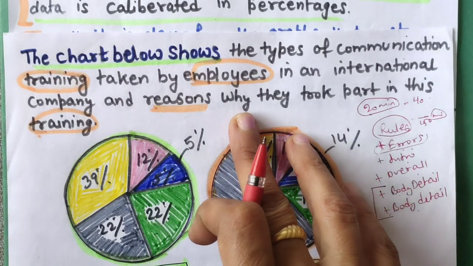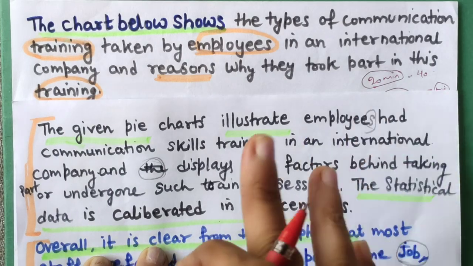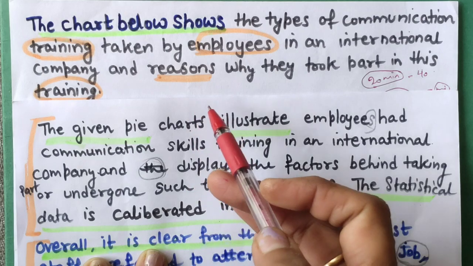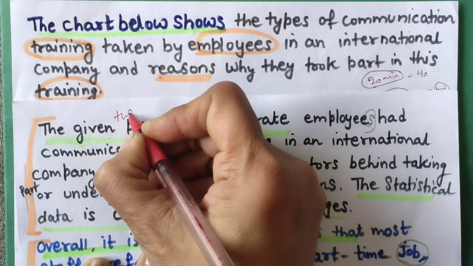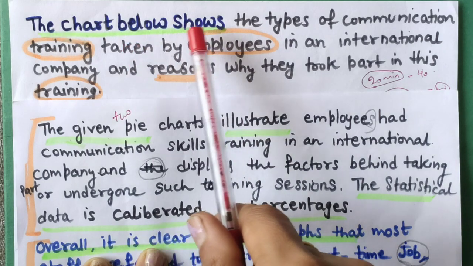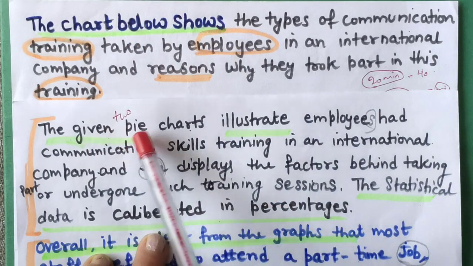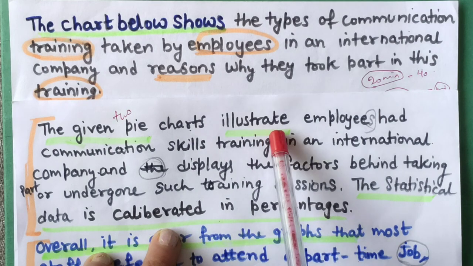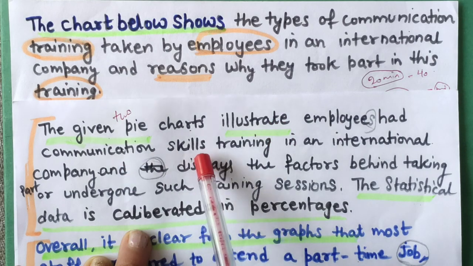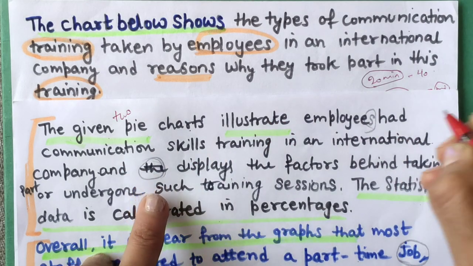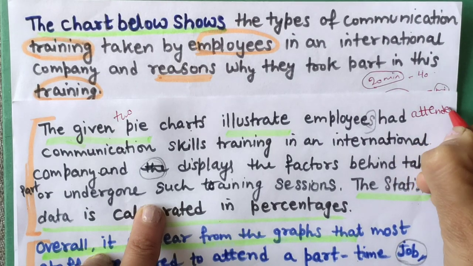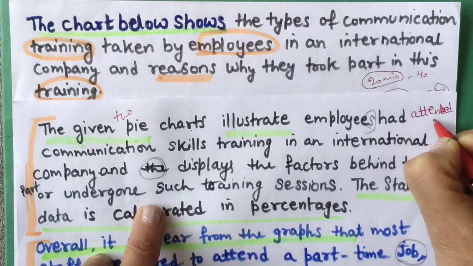So let's write the introduction. As you know, introduction means paraphrasing of the question statement. The chart below shows, I have written the given pie charts. We know, in fact, the given two pie charts illustrate, that's why illustrate is coming. Employees had attended. See, this is also my mistake. Attended.